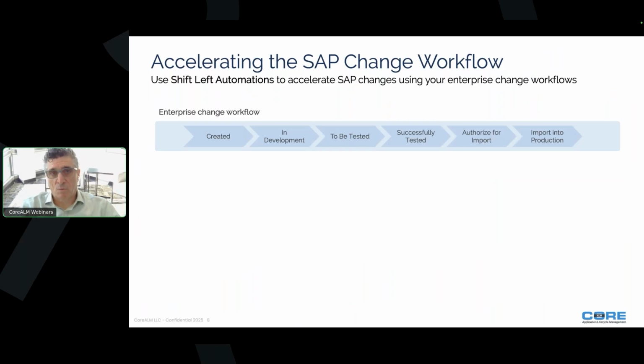Let's talk a little bit about the workflow, typical change workflow, and we'll talk a little bit about how test automation fits into this cycle as well. So at the top, you see an enterprise change workflow that is kind of similar to what you would see in Charm or in ServiceNow, where it goes from created to development to tested and so on, and then all the way through until it gets imported into production.